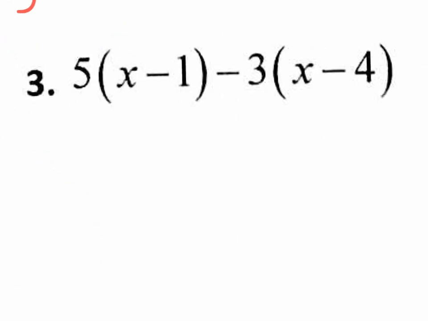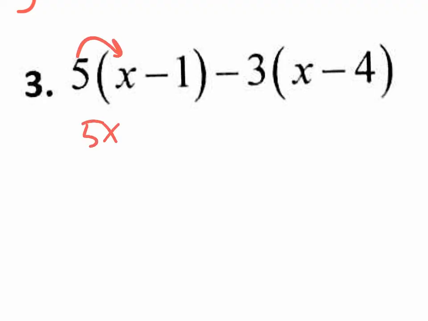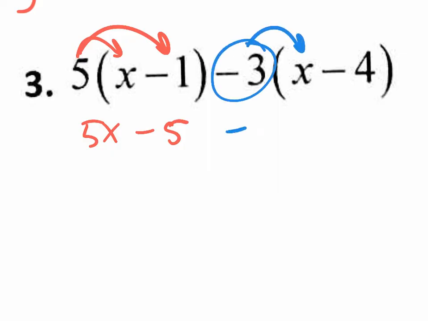Number 3 is a little more fun because you have 2 distributive property problems before combining like terms. So let's distribute the 5 times x, I'll get 5x. 5 times negative 1, I'll get negative 5. And then distribute the minus 3 times x, I'll get minus 3 with an x. And the minus 3 times negative 4, I'll get a positive 12.